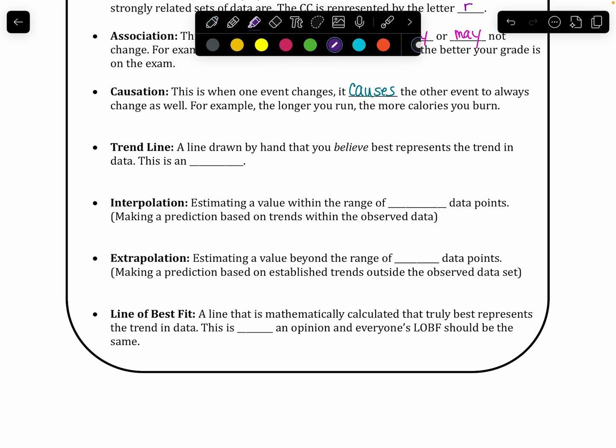So association is sometimes it causes the data to change. Causation, it always causes the data to change. And that's kind of nice because the word causation literally has the word cause in it. So that is nice.